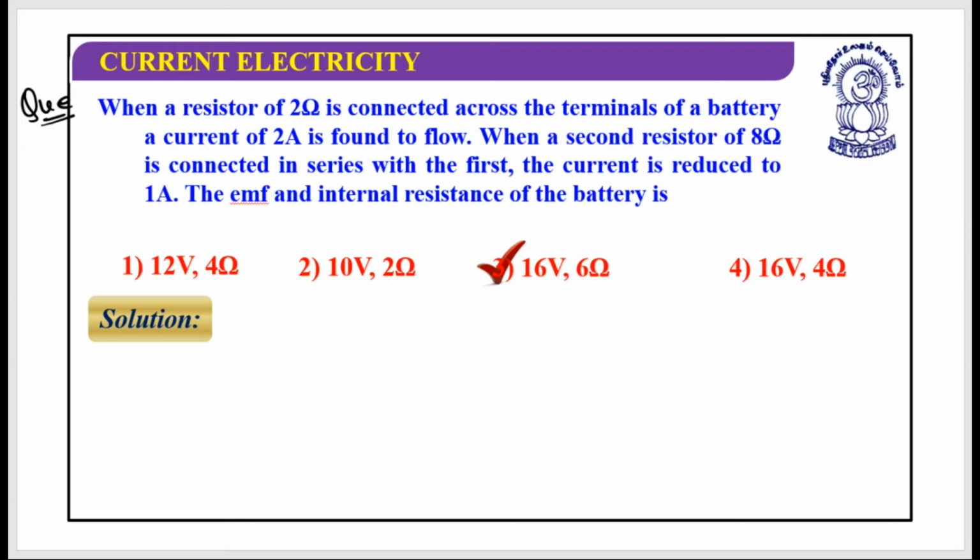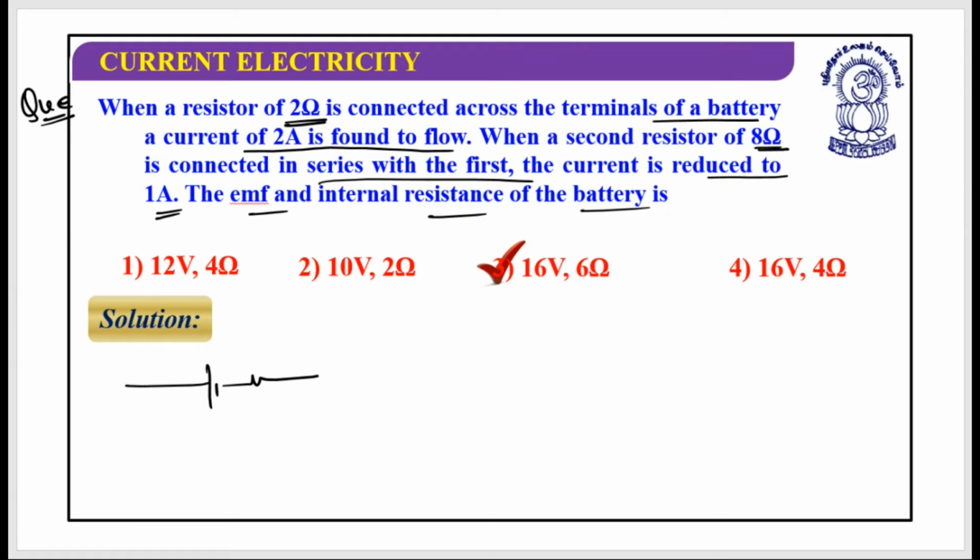Do it quickly. When a resistance of 2 ohm is connected across the terminals of a battery, a current of 2 ampere is found to flow. When a second resistance of 8 ohm is connected in series with the first, the current is reduced to 1 ampere. The EMF and internal resistance of the battery is, yes, this might be the situation. This is E, this is R, and in the first situation, a resistance of 2 ohm has been connected to the terminals of a battery, and the current was 2 ampere.